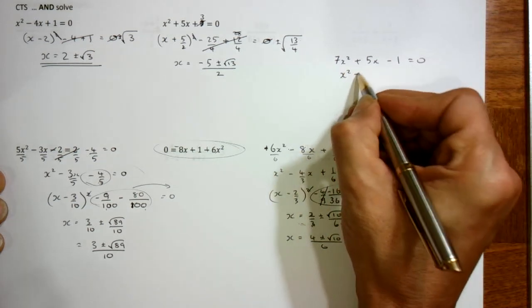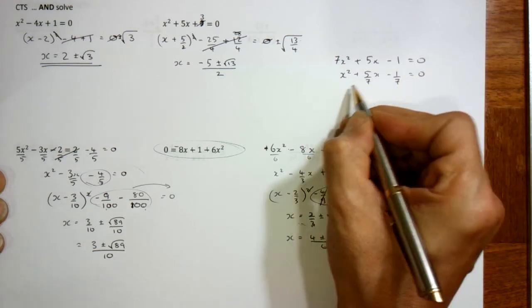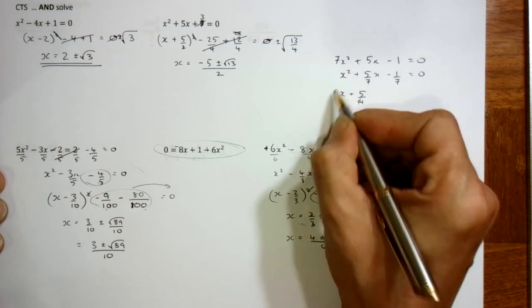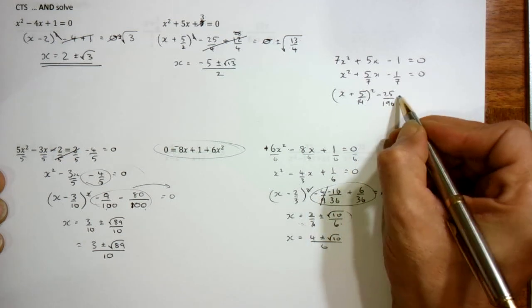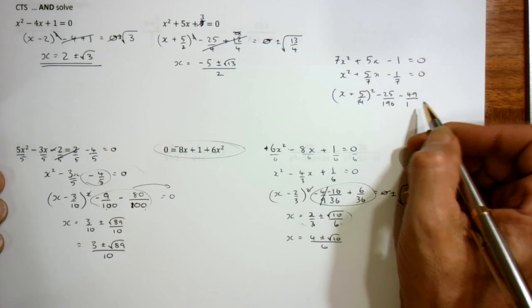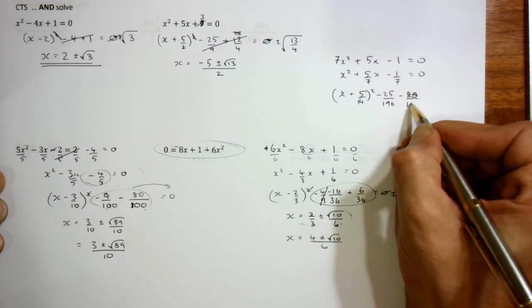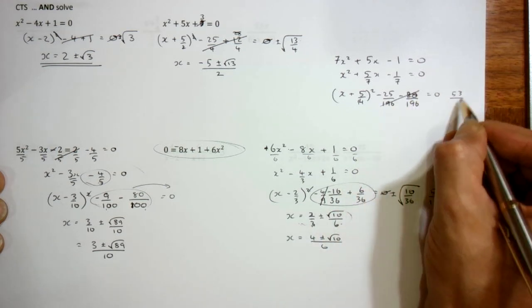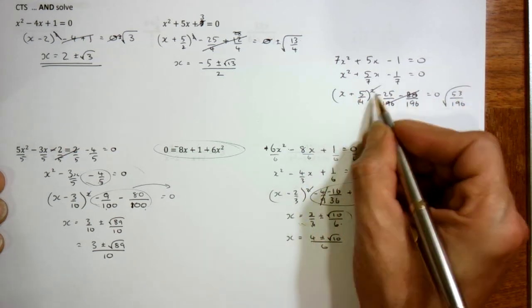First line, x squared plus 5 sevenths x, take away a seventh, equals 0. Halve this number, x plus 5 fourteenths, square it, minus 25/196. This becomes take away 49 over 196. Does it? 28 over 196 equals 0. Put them together. It's 53 over 196. Square root it, and then add the 5/14, and take away the 5/14.